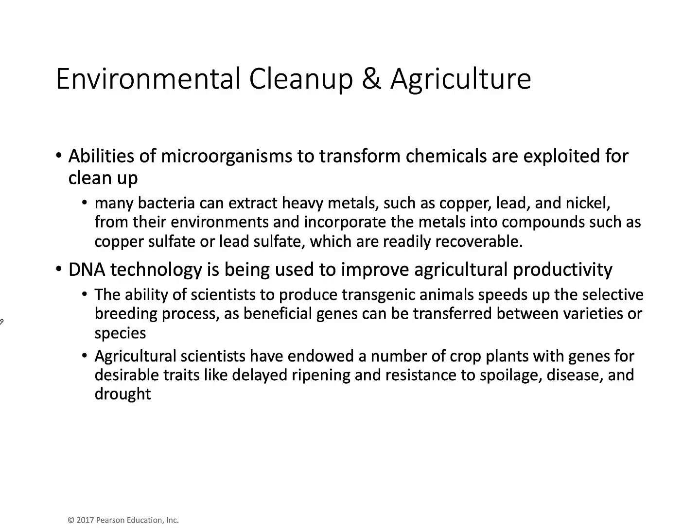DNA technology is huge for agricultural productivity. Creating genetically modified organisms, mostly plants, we have the ability to take specific genes that speed up the selective breeding process. So instead of having to spend many generations breeding for the specific traits we want, we can take traits like delayed ripening, resistance to spoiling, resistance to disease, resistance to drought, and just insert them into the crop plant right now and have that desirable trait already.